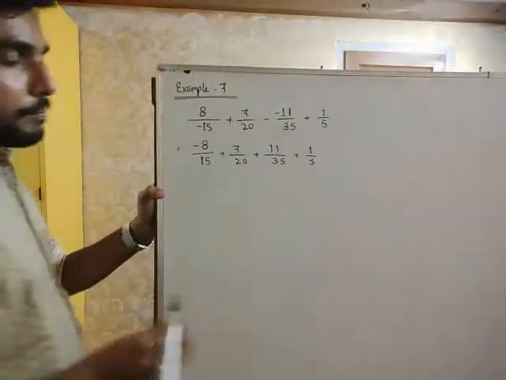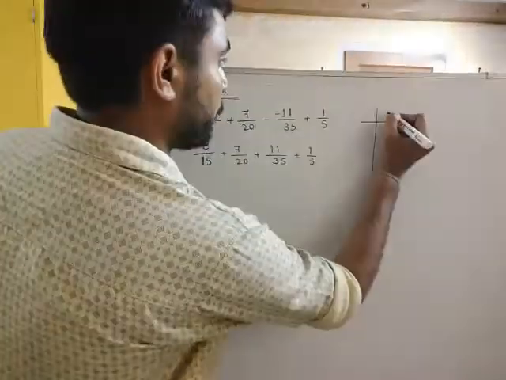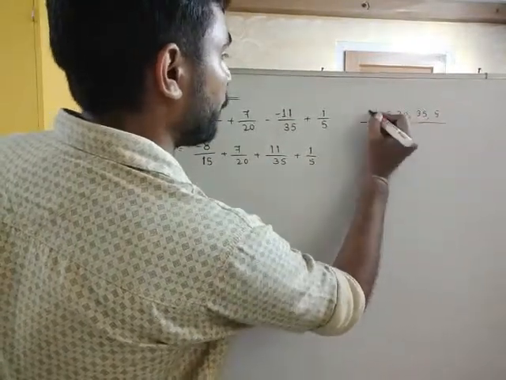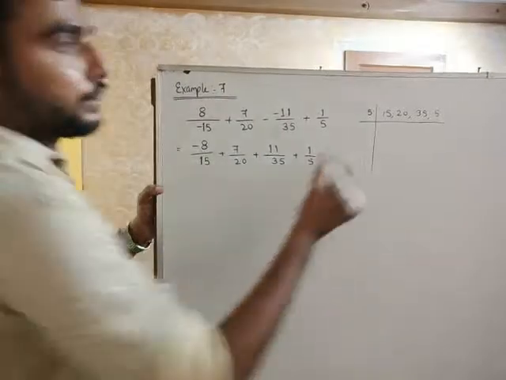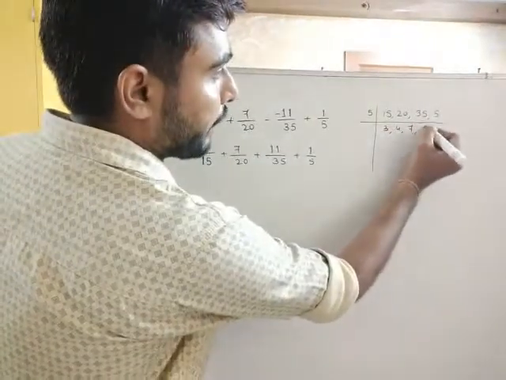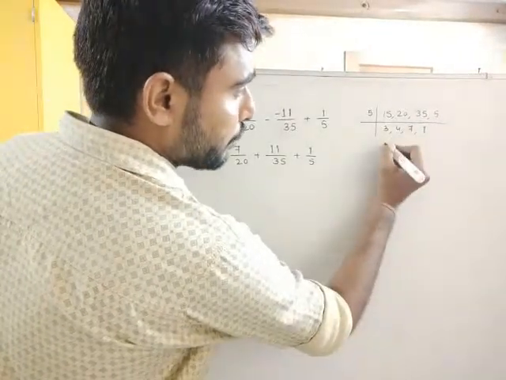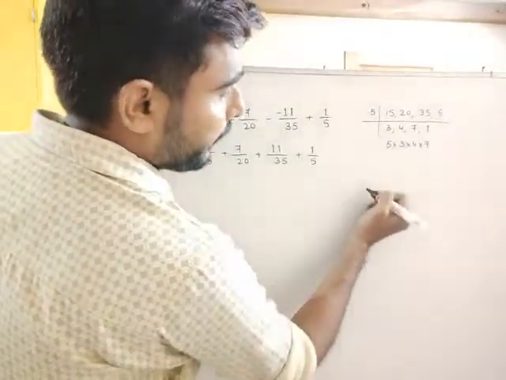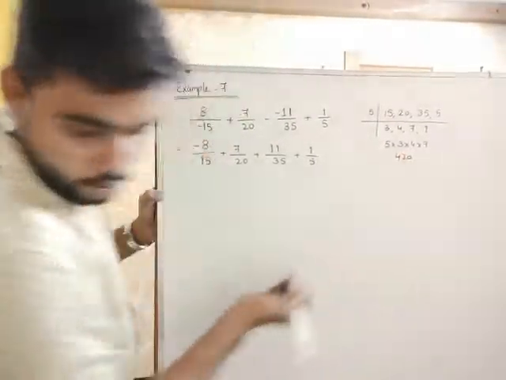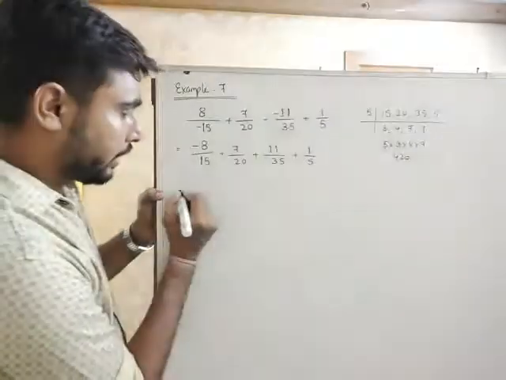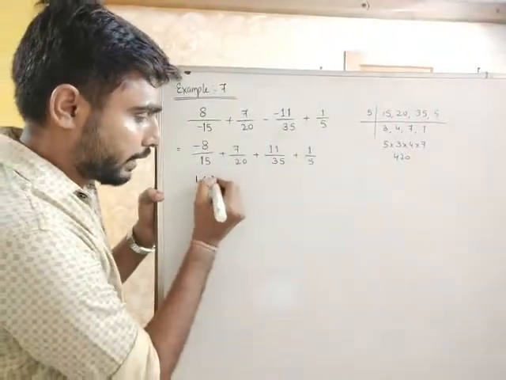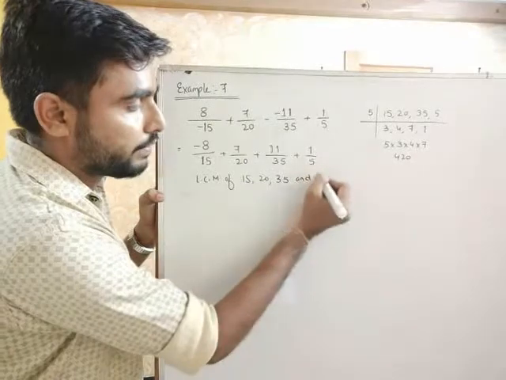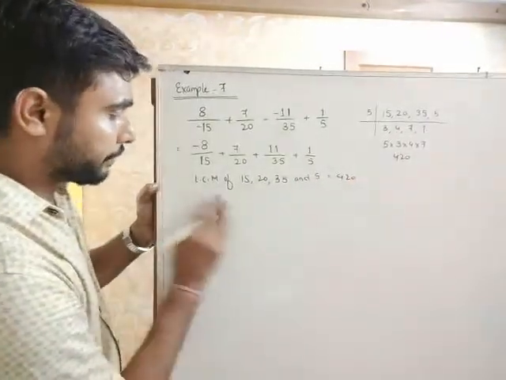Now let us find the LCM. So 15, 20, 35 and 5. We will go with the table of 5. 5 3 times, 4 times, 7 times, 1 time. Now nothing remains, so 5 into 3 into 4 into 7. 5 into 4 is 20, 20 into 21 is 420. So 420 is your LCM. So we'll write LCM of 15, 20, 35 and 5 is equal to 420.